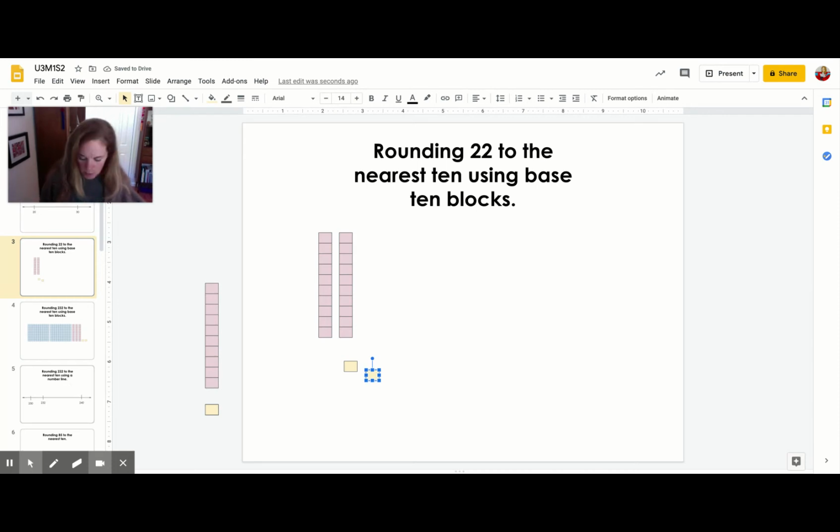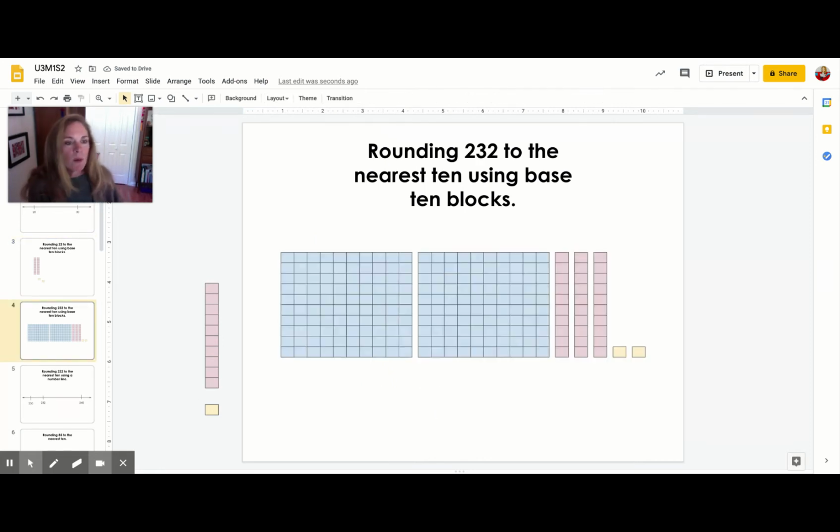Now we are going to think about a bigger number. Let's see if we can move on to the next slide. So now we're going to think about how do you round a big number like 232 to the nearest 10 using base 10 blocks. And I know it's tricky because you look at this and you think, oh my goodness, look at all that. Well, you know what? Most of the time that is going to stay the same.